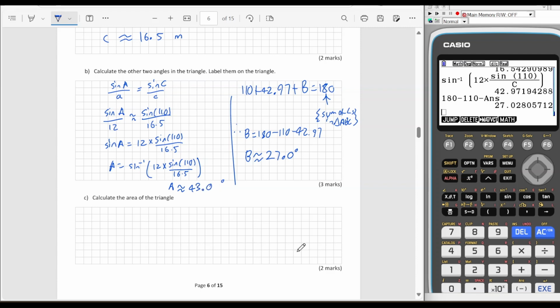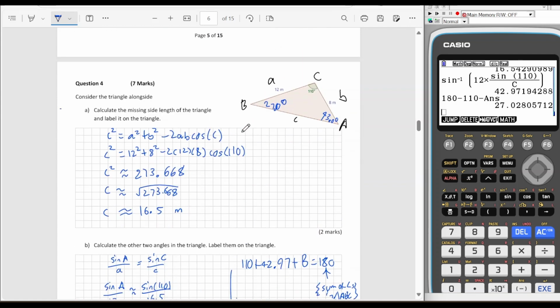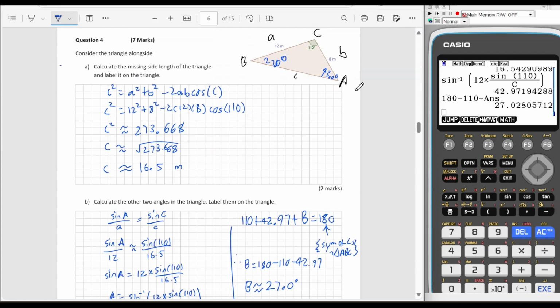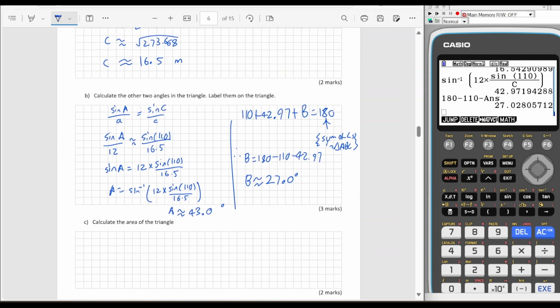All right, calculate the area of the triangle. Now, really importantly, I'm going to recommend that you don't use answers that you worked out yourself, just in case you had them wrong. You will get follow-through marks. So if, for example, this number was wrong, but we used it correctly in the next question, you still get the 3 marks there. But for the area of the triangle, we've got 12, 8, and 110. So we're going to use those.